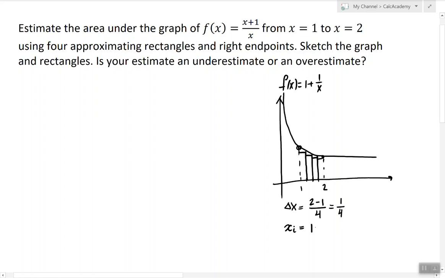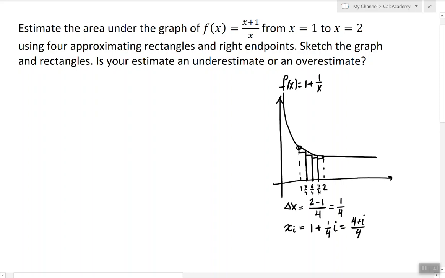So xi will be equal to 1 plus delta x times i. So in this case, it will be equal to (4 + i)/4. So this value is equal to 5/4. The next one is 6/4. The next one is 7/4.